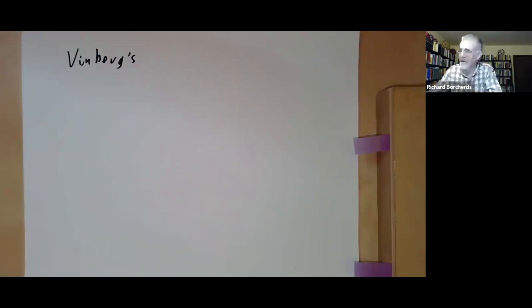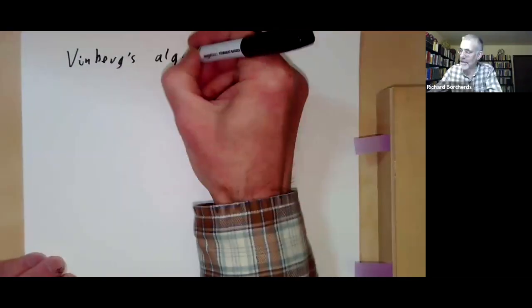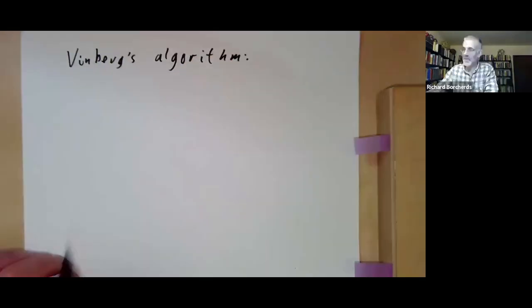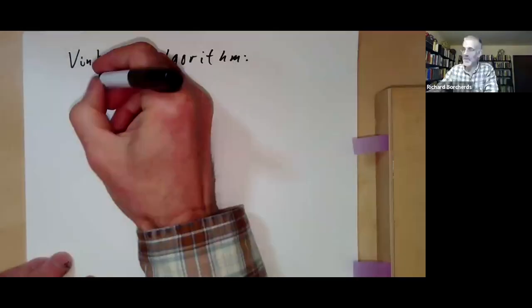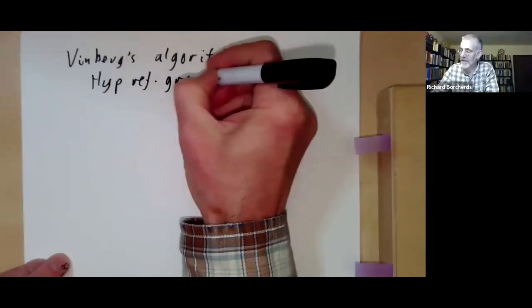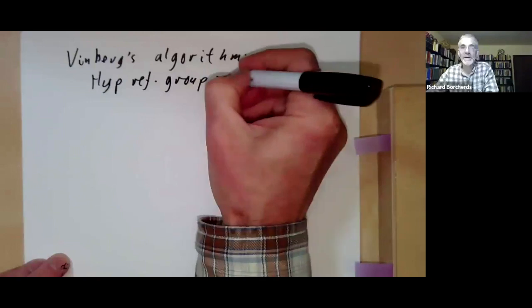So here we have Vinberg's algorithm. And what Vinberg's algorithm will do is it will take a hyperbolic reflection group, and if you're lucky, it will tell you what its Coxeter diagram is.